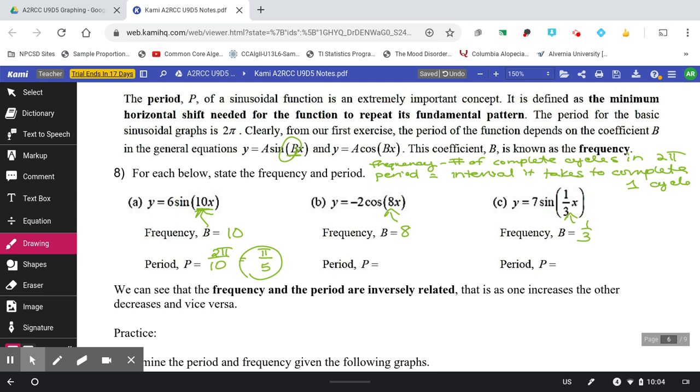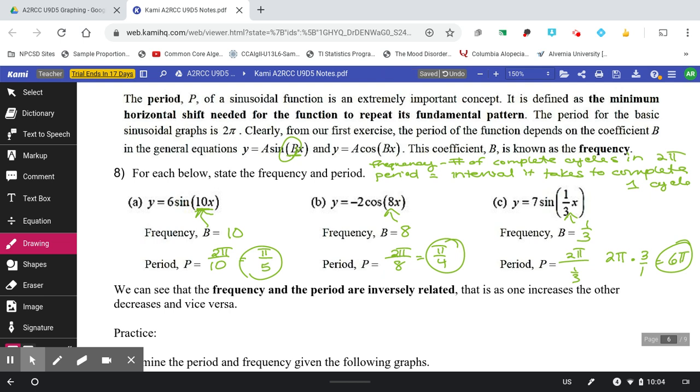All right, so this would be 2 pi divided by 8, which is 1/4 pi, or pi over 4. That is the period. And this is just 2 pi divided by 1/3. Don't let that trip you up. Remember when you divide fractions, it's multiplying by the reciprocal. So dividing by 1/3 is the same as multiplying by 3. So that would be 6 pi.